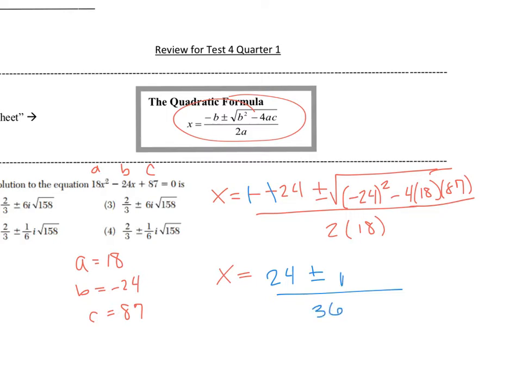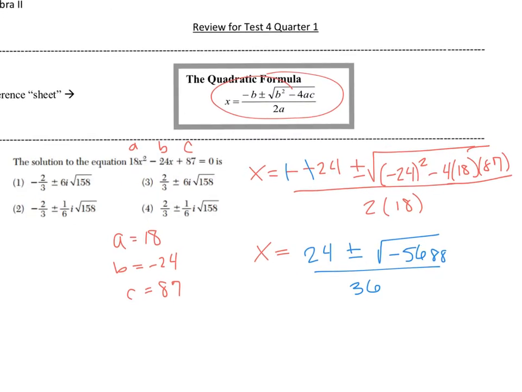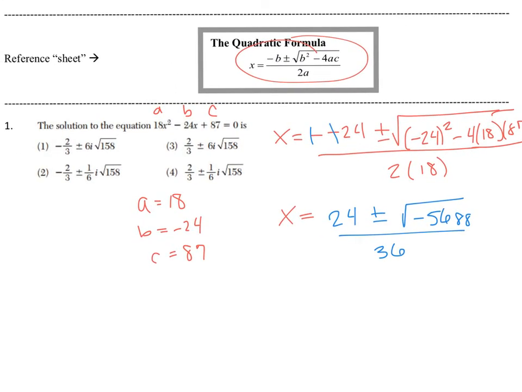What you want to do is find out what's inside of the square root. You plug this into your calculator, making sure there are parentheses around the negative 24, and when you do that, you will see you get an answer of negative 5,688. Now, this number is massive. It's really big. So right now I'm going to look at the choices to get an idea of what number can go into 5,688 to reduce the square root.